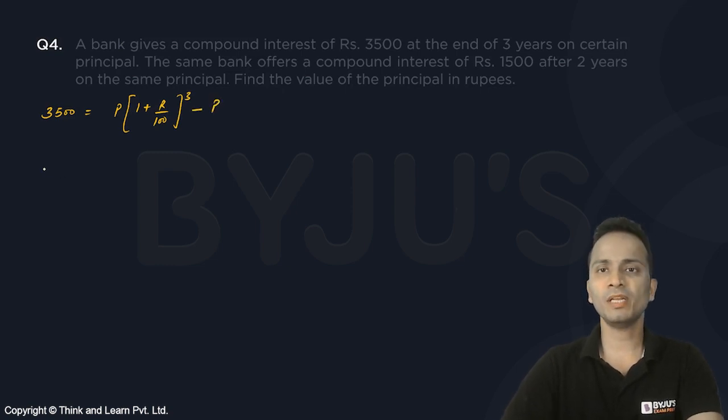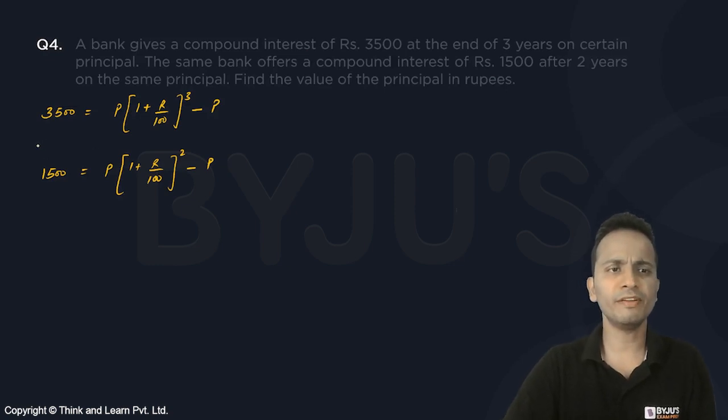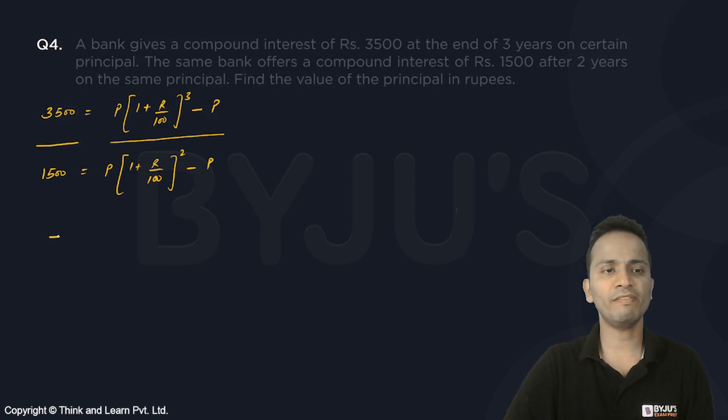Okay. Now, similarly, 1500 is the compound interest received after 2 years. So another equation, 1500 is equal to principal times bracket 1 plus r upon 100 whole square minus P. Now I will divide these two equations. So I'll do the division here only. So from the left hand side, 100 will get cancelled and then 5 will also get cancelled. So I will get 7 upon 3 on the left hand side.